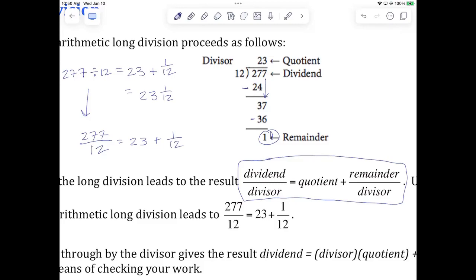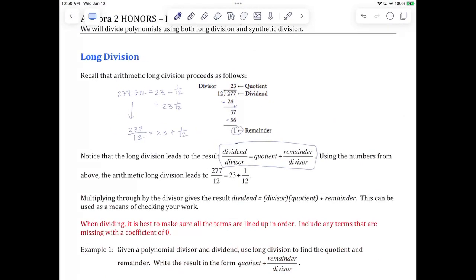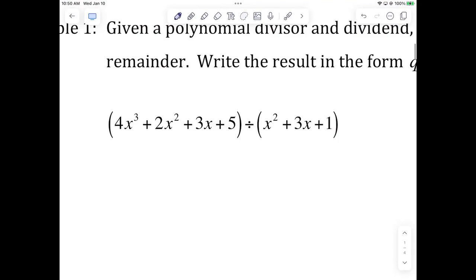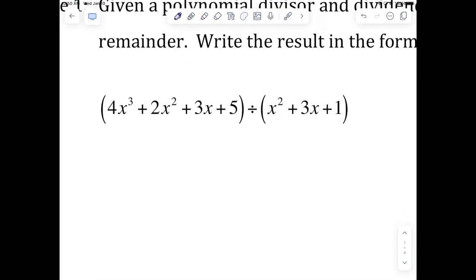Okay, let's take a look. The process is the same, we just have variables that we're carrying around. Let's try this right here. We have a third degree, a cubic, 4-term polynomial, divided by a quadratic trinomial. All right, so the first thing I'm going to do is I'm going to write it in the other format. 4x cubed plus 2x squared plus 3x plus 5, I'm going to write it as over x squared plus 3x plus 1. Those two things mean the exact same thing, don't they? Good morning. Those mean the same thing? Yeah, okay.